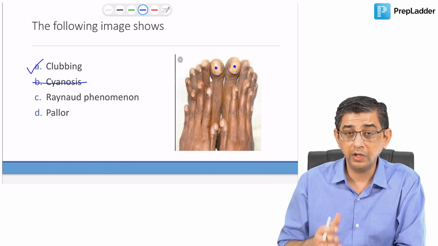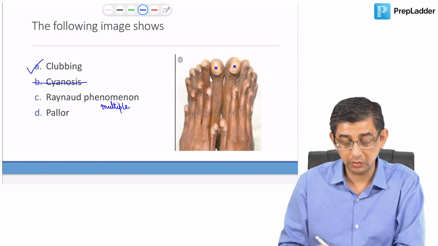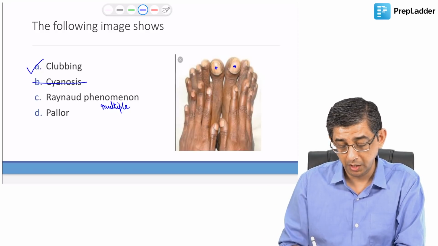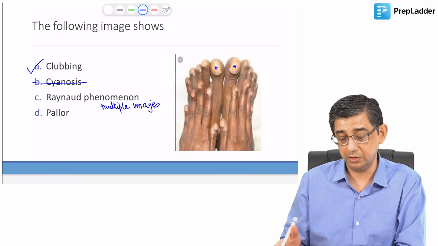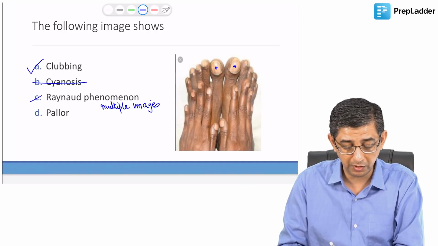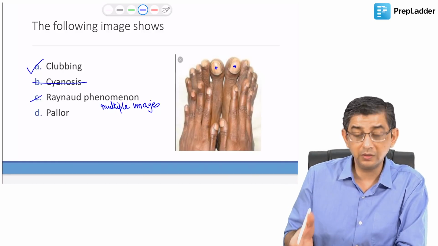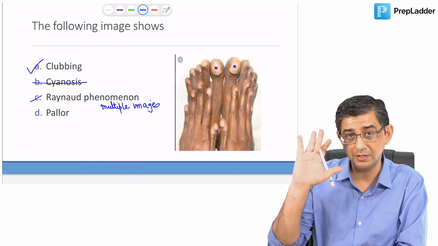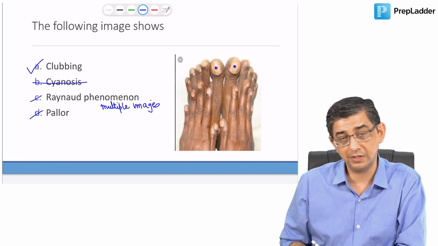For Raynaud's phenomenon, they have to give multiple images. Raynaud's phenomenon is going to be a color sequence change. No, it's going to be white, then it's going to be red, then the color change sequence will occur. So Raynaud's phenomenon diagnosis can only be made on the basis of multiple images. A single image cannot diagnose it. So anyway, that is ruled out. And pallor, well, checking for pallor, no, why would pallor be checked on the hands? Pallor is mostly checked with respect to the conjunctiva, or the palmar creases can be used for checking for pallor. So the correct diagnosis from my perspective for this condition is clubbing.